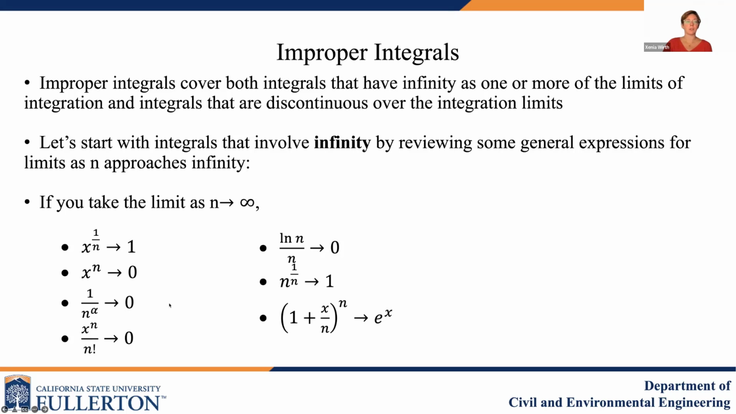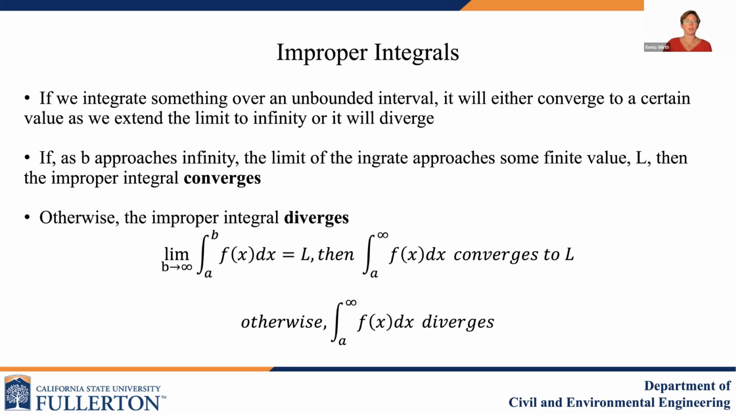If you take the limit of all of these functions as n approaches infinity, most of these converge to a certain value, 100, and this one actually converges to e to the x. So here's just some review for how we take the limit as we approach infinity. If we integrate something over an unbounded interval, it will either converge to a certain value as we extend the limit to infinity, or it will diverge. If, as we take the integral to infinity, something approaches a finite value, then the improper integral is said to converge. Otherwise, if it does not approach a finite value, the improper integral is going to diverge.